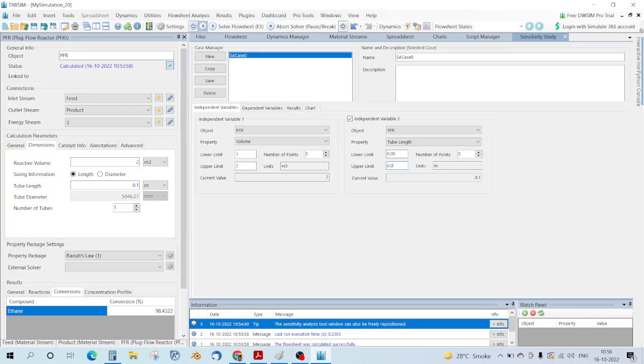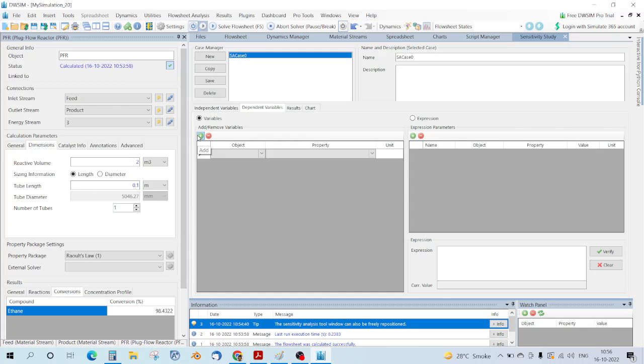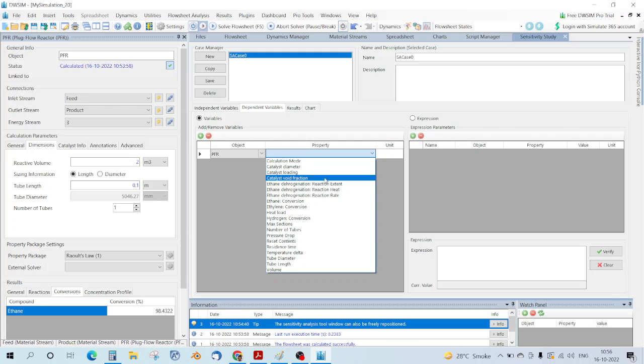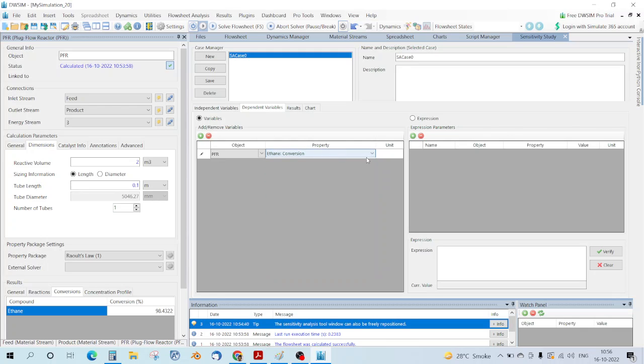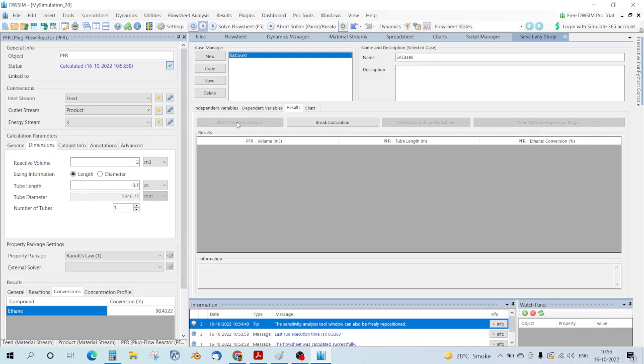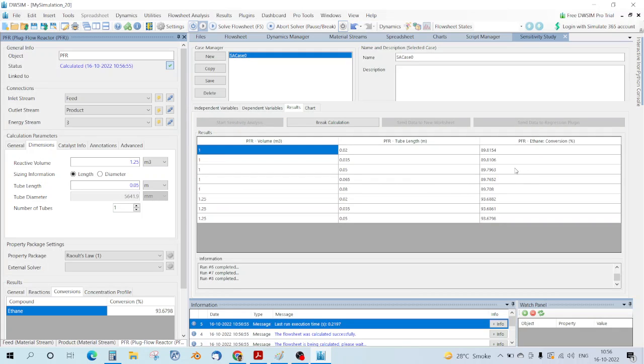We don't even need this 0.1. We'll take, let's say, 0.8, because 98% is too much, so decrease this a bit. You need to tune these values according to your guess, because this is 98%. So we need to decrease this, because when we decrease it, we get a better pressure drop. So let's just try it out, and the dependent variable is my conversion. So PFR, and I need my ethane conversion. Go to results and start. Okay, here we see it's quite high.